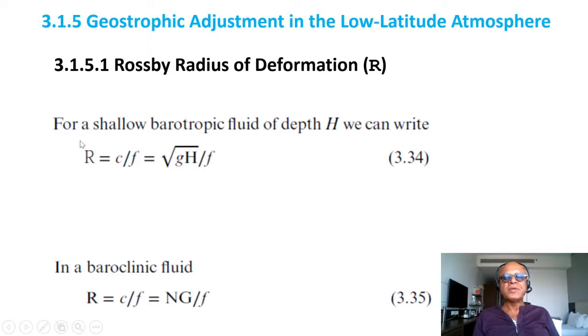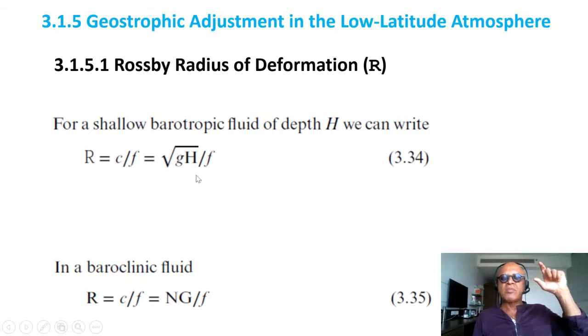For a shallow barotropic fluid of depth h, we will simply jump and write it as c over f, where c is the gravity wave speed. Again, remembering gravity is the restoring force in that case, one of the fast waves in the system, divided by f, which is the Coriolis effect. And for a shallow water, gravity wave speed is just square root gh. So it's square root gh divided by f, where h is the scale height or the equivalent depth of the flow we are looking at.